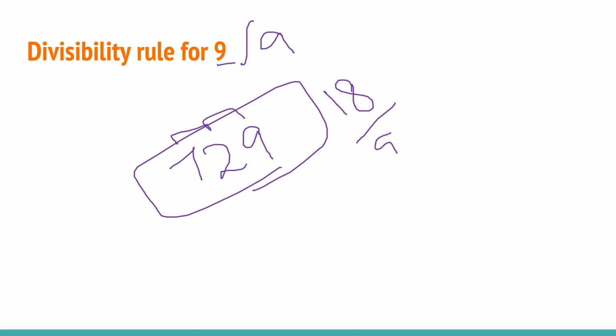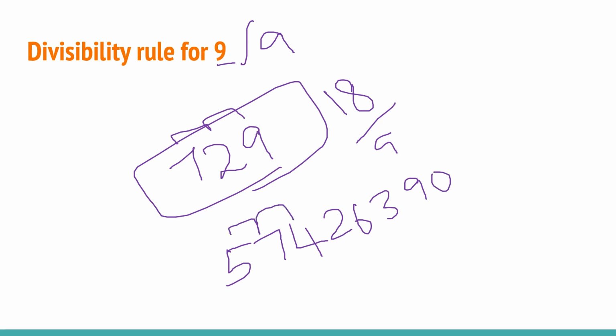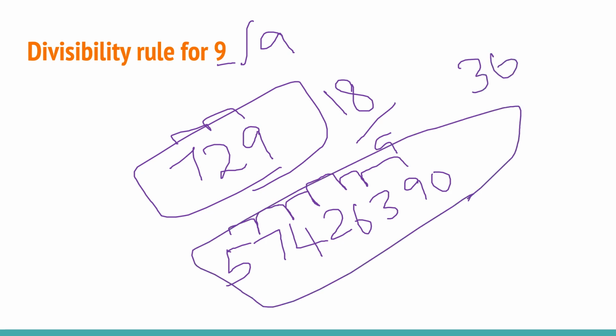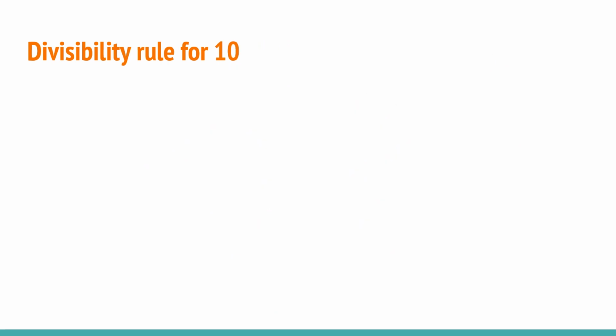Let us take some huge number, 57,426,390. This is somewhat of a huge number. Adding it, we get 5 plus 7, 12. 12 plus 4, 16, 18. 24, 24 plus 3, 27, and 36. Since 36 is divisible by 9, the whole number is also divisible by 9. Let's move on to the next question.